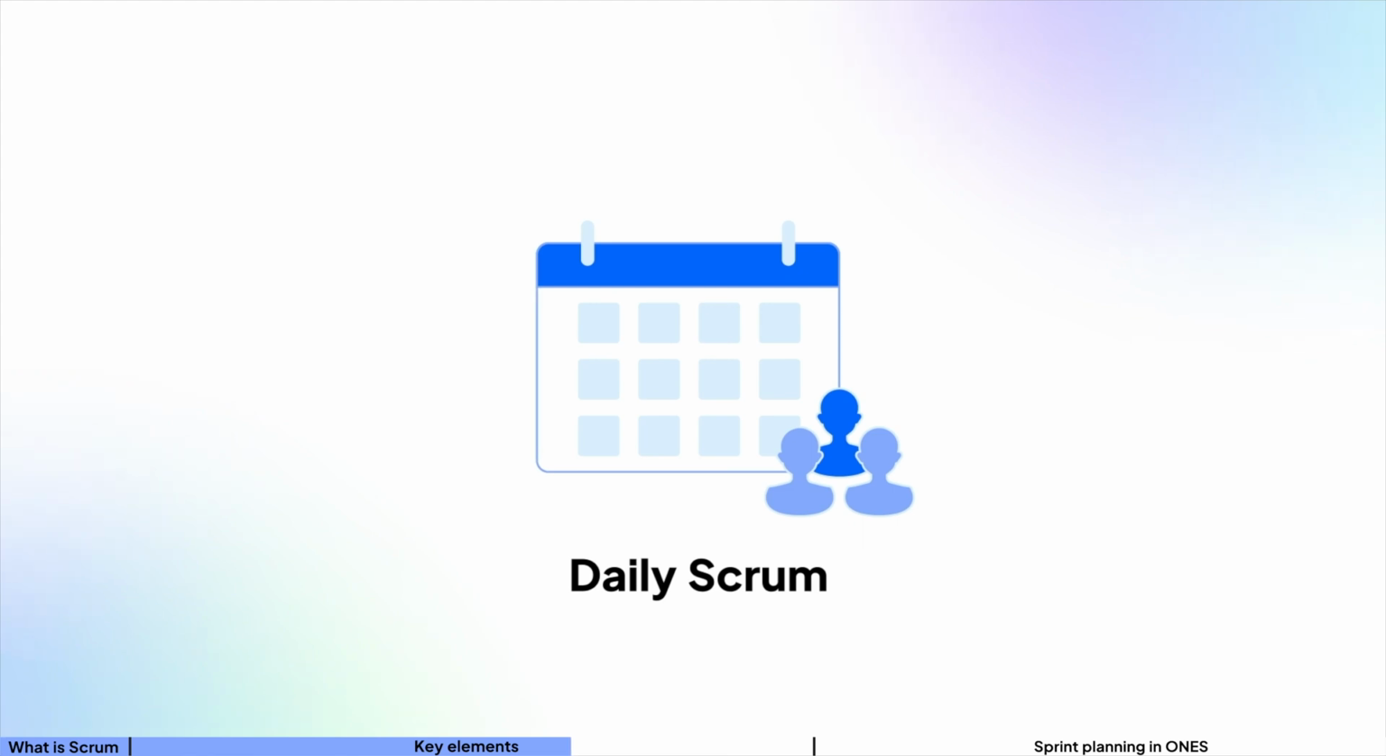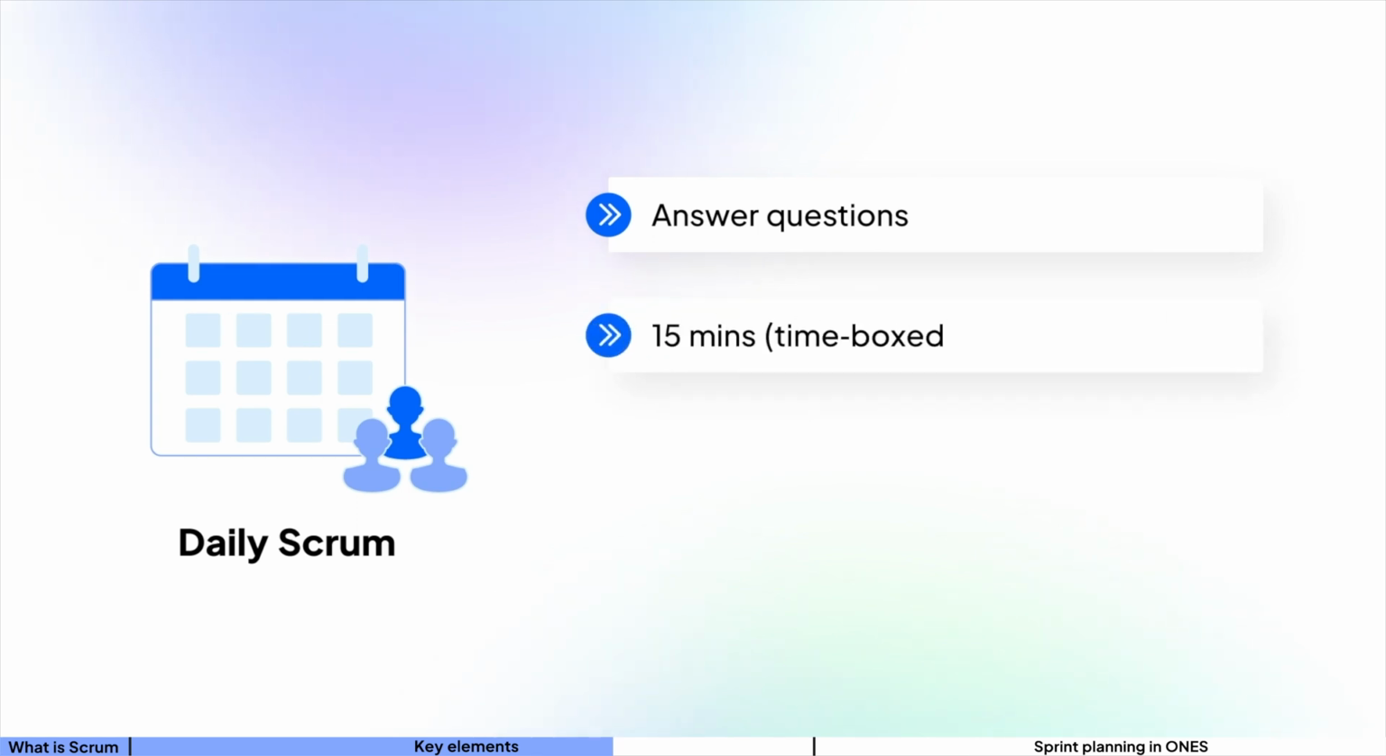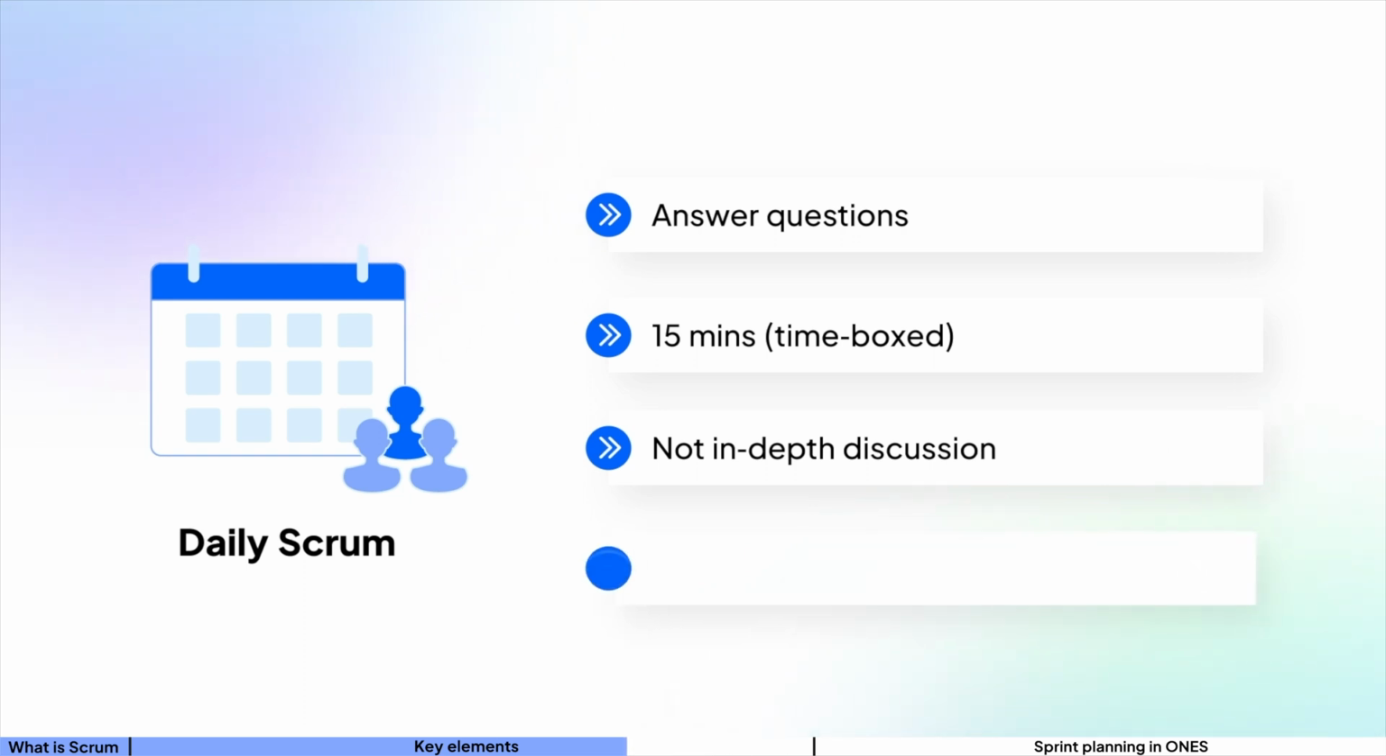The third event is daily Scrum. This event is to update progress toward the sprint goal and increase transparency across the team. In this event, team members answer the following questions: what I've done yesterday, what's the plan today, any impediments, whether it affects the progress. It's capped within 15 minutes. Not in-depth discussion. Takes place same time and place every working day.